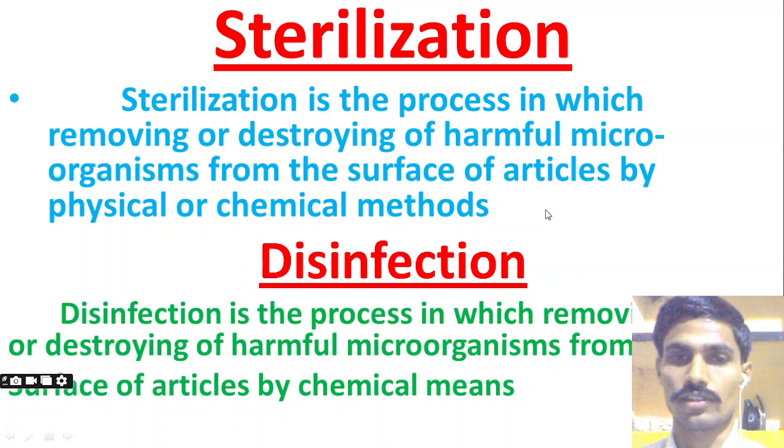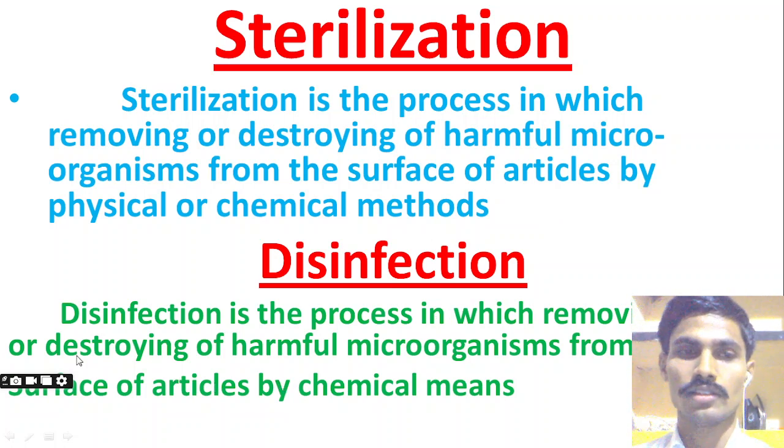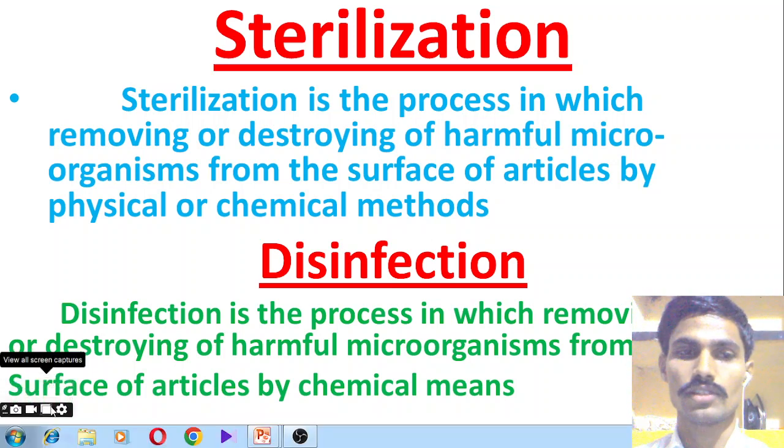I think you understand. Okay, disinfection is also one of the processes. What happens here? There is also removing or destroying of harmful microorganisms from the surface of articles by chemical means. What is the difference between sterilization and disinfection? Both are the same, but there is only one difference.